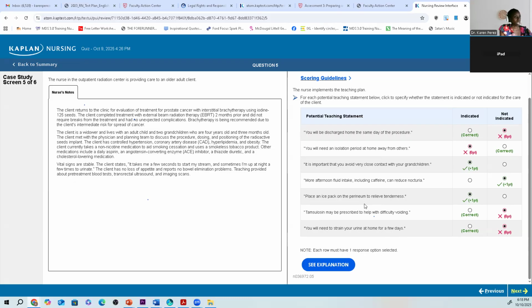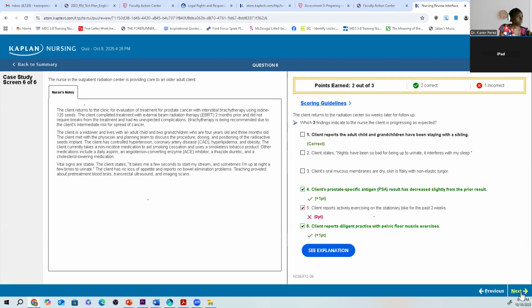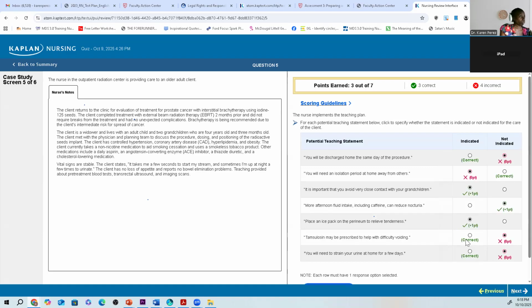So these are things you can use to say, okay, that means I do need to strain, and that means this is not going to happen. These are ways you can use the question to answer. All right, and look at this, check for the PSA level. And this is the same thing, because this one said the client reports the adult child and grandchildren have been staying with a sibling. And that's correct, because remember, prior to this, it's important to avoid grandchildren or children.